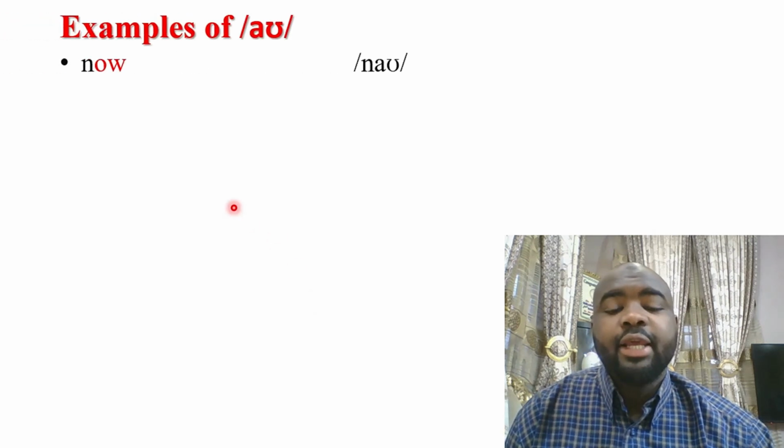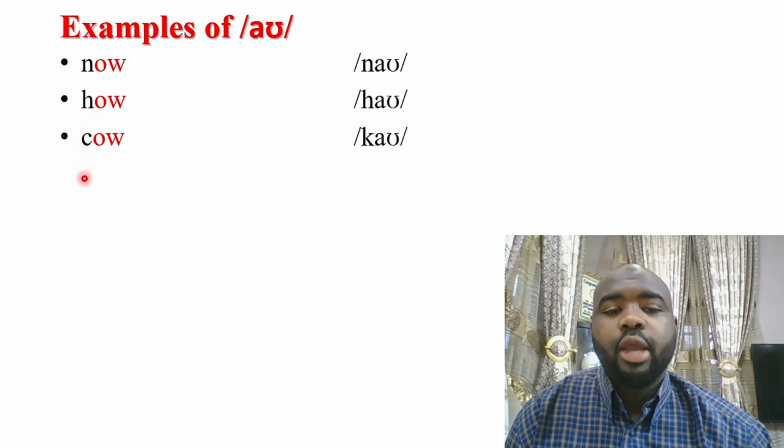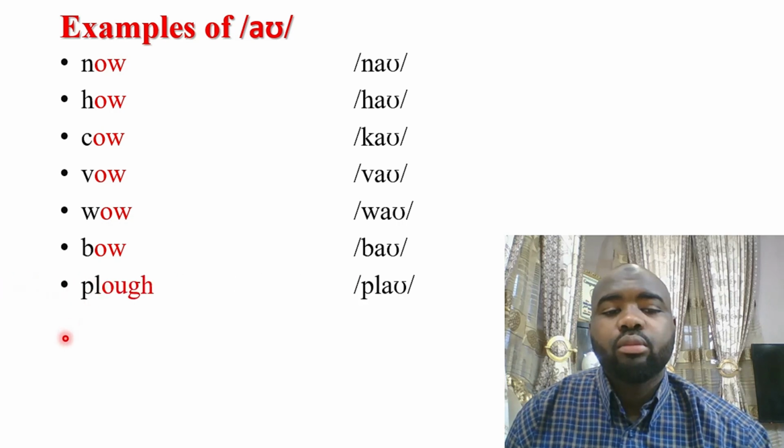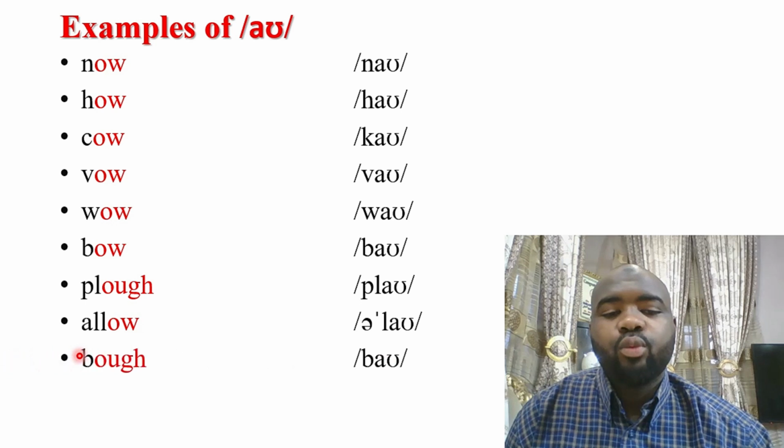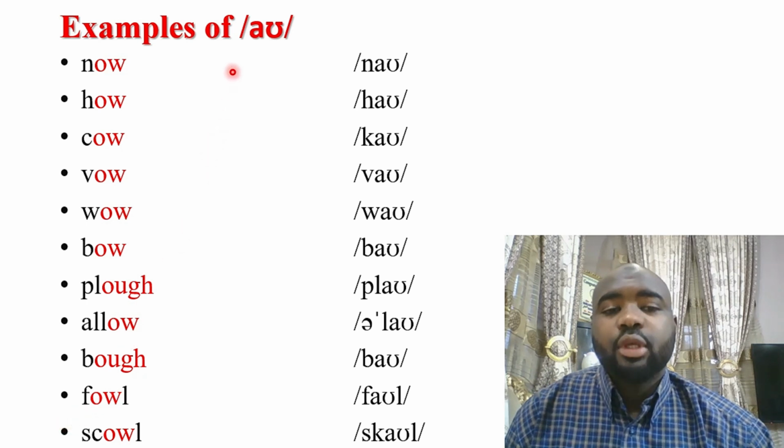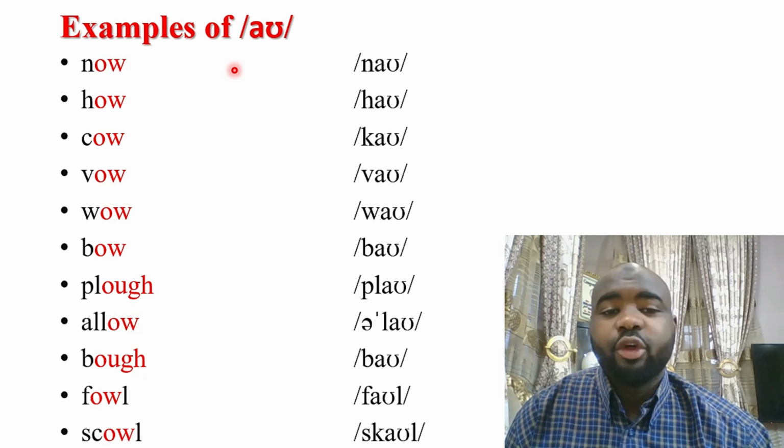This is the final vowel diphthong sound, A and U. Ow, A, U, as in now, how, cow, vow, wow, bow, plow, allow, bow, foul, and scowl. These are some of the examples of the vowel diphthong A, U, ow sound.